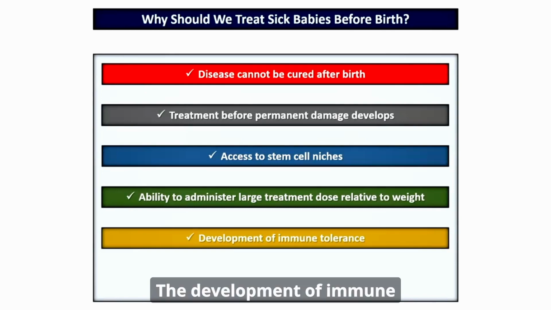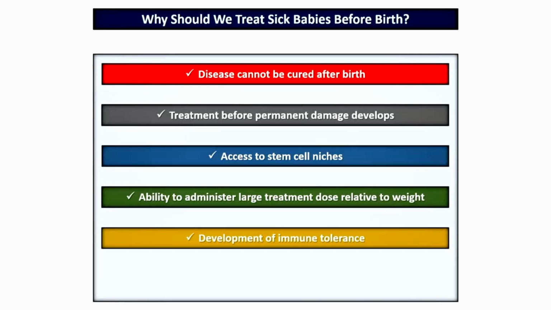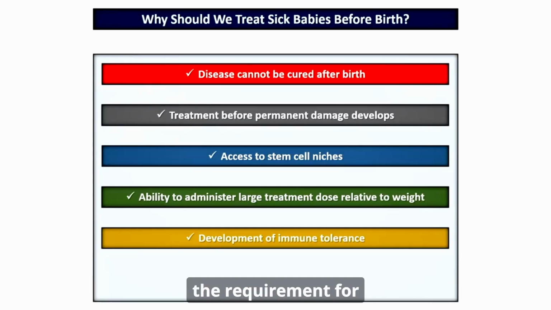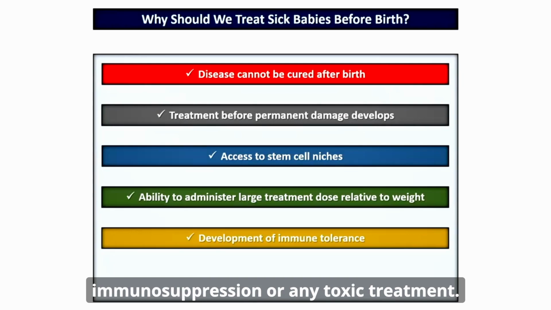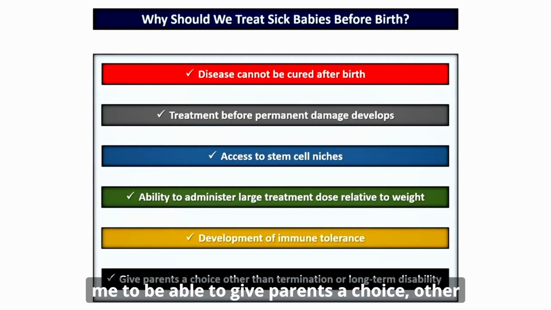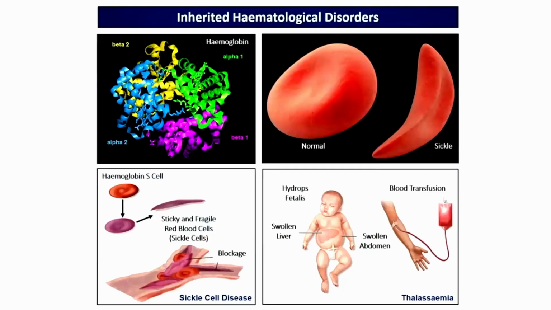The development of immune tolerance is also an important thing. The fetus is immunologically immature, so you can transplant cells across immune barriers without a requirement for immunosuppression or any toxic treatment. And then finally, as a clinician, it's important for me to be able to give parents a choice other than termination or long-term disability.